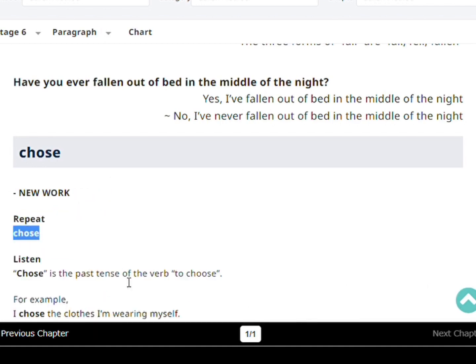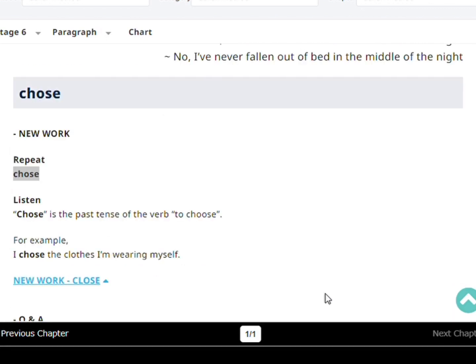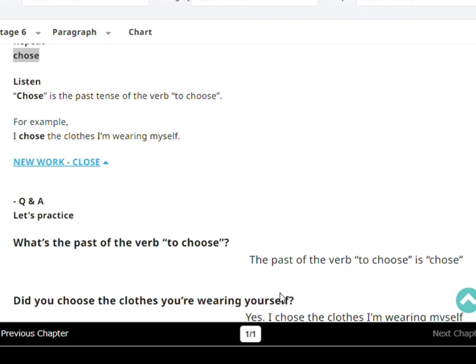Very good. Next, repeat. Chose. Chose. Very good. Okay, listen. Chose is the past tense of the verb to choose. For example, I chose the clothes I'm wearing myself.